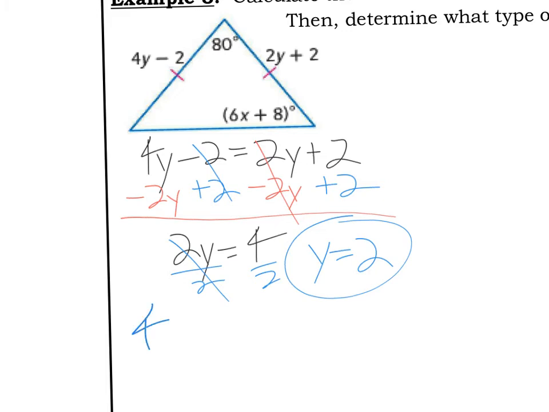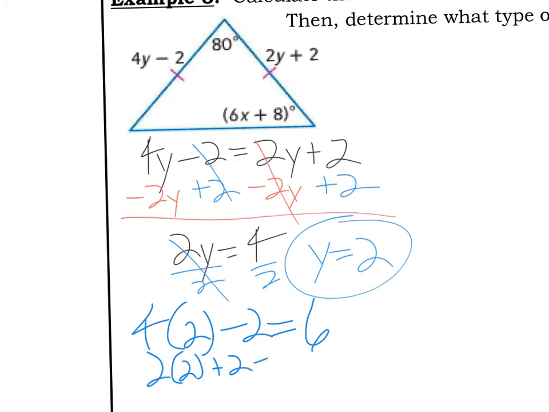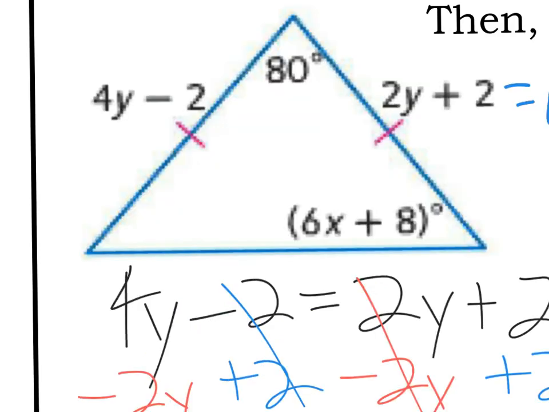So 4y minus 2 is 4 times 2 minus 2. That's 8 minus 2. That's 6. See, so if you plugged it into the other one, that's 2 times 2 plus 2. 2 times 2 is 4. 4 plus 2 is 6. So both these sides equal 6 units long. Okay? Now that we have our sides figured out, we can figure out our angles.